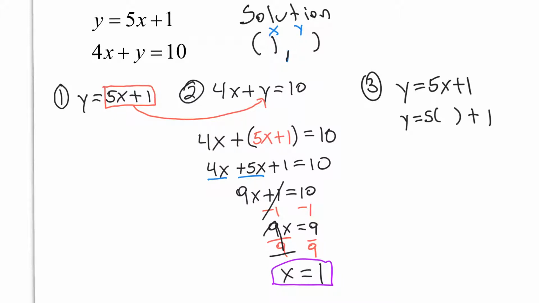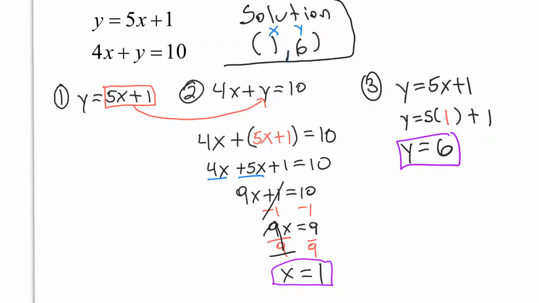So I have a 1. I'm going to multiply. Y equals 5 times 1. That's 5 plus 1 is 6. So my answer for y is 6. So my solution is (1, 6).